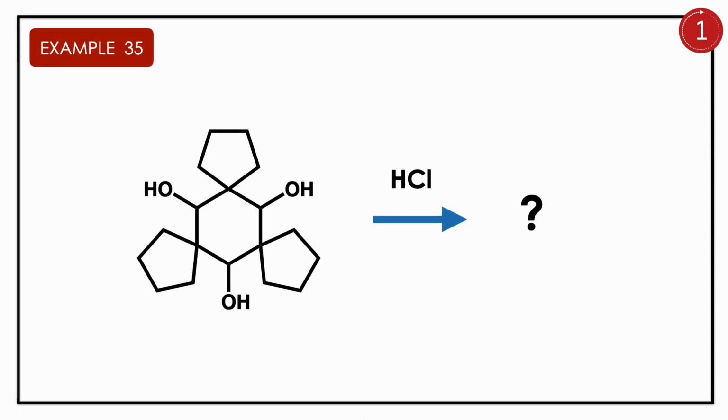In the next example, you have a cyclohexane in a spiro position with 3 alternating cyclopentyl groups and 3 alternating hydroxyl groups, so a highly substituted system. You are reacting with HCl. You should find what the final product will be.